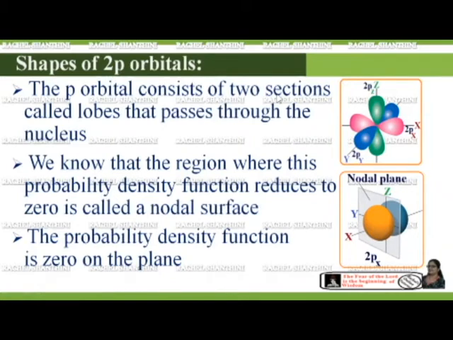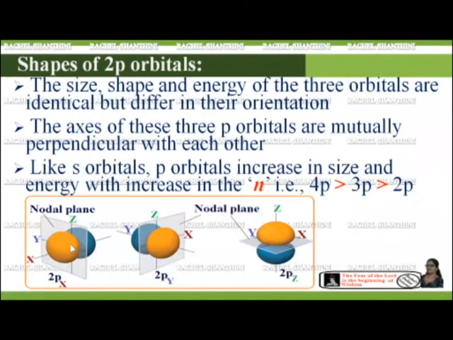The p orbital consists of two sections called lobes that pass through the center of the nucleus. We know that the region where the probability density function reduces to 0 is called the nodal surface, nodal plane or angular node. The probability density function is 0 on this plane. The size, shape, and energy of the three p orbitals are identical, but they differ only in orientation. The axes of these three p orbitals are mutually perpendicular to each other.